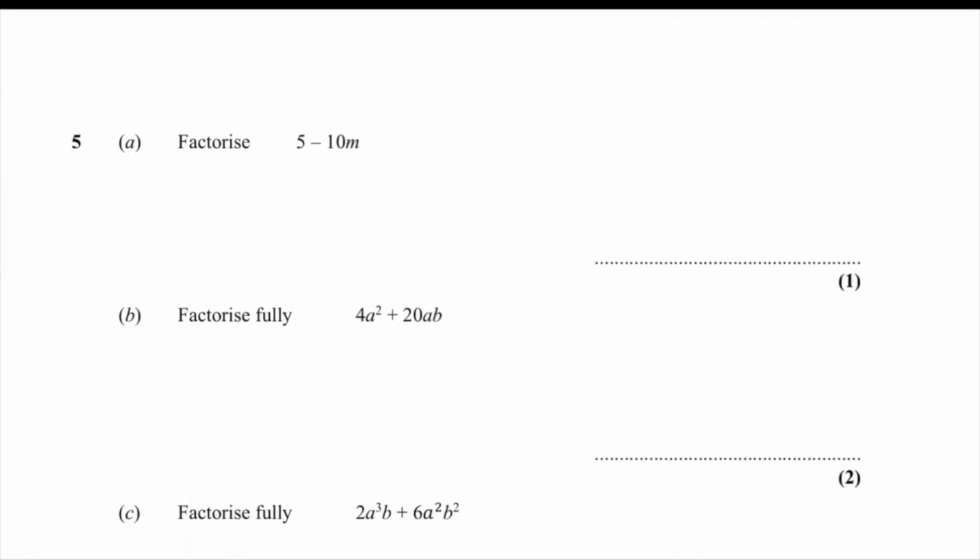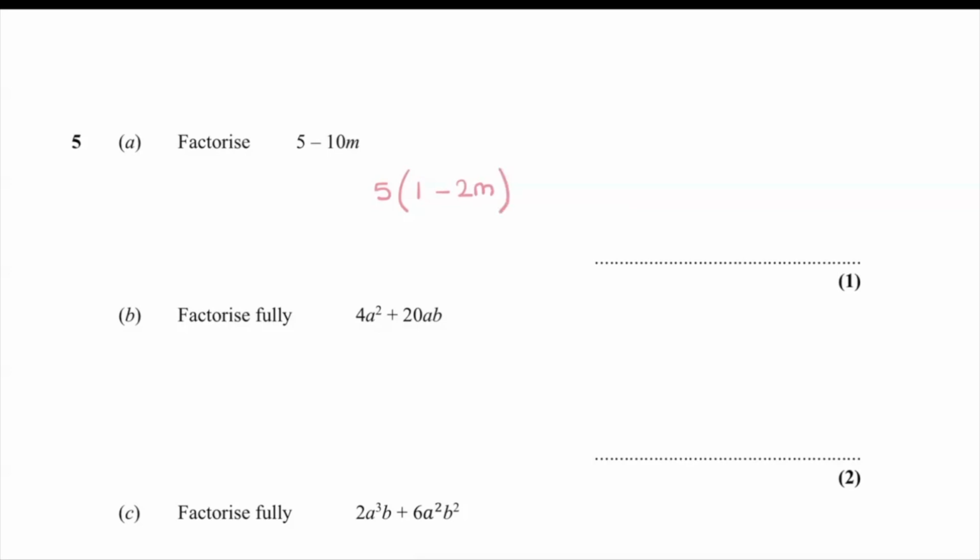So the first thing that we're going to be doing is looking at the common factors. And you are always looking for the highest times table that will go into both. So for this question, it would be 5. I would need 1. 5 times 1 is 5. I would need negative 2 to create my negative 10. 5 times minus 2 is minus 10. And I need that m stuck to it.